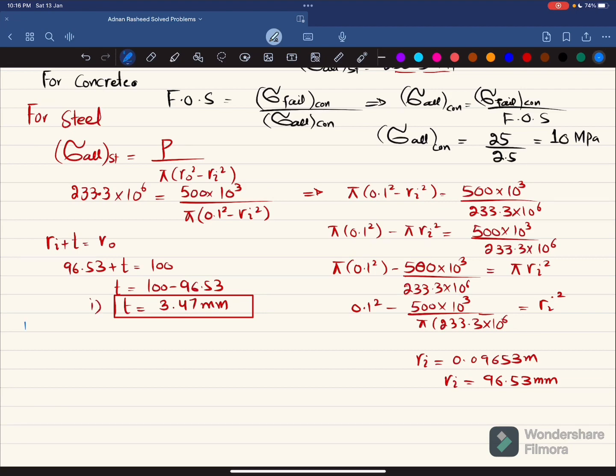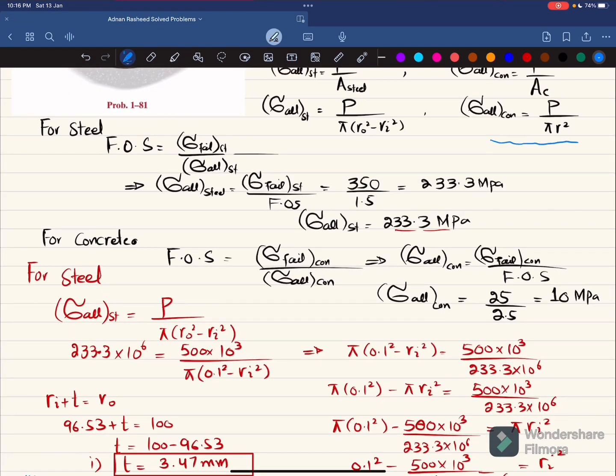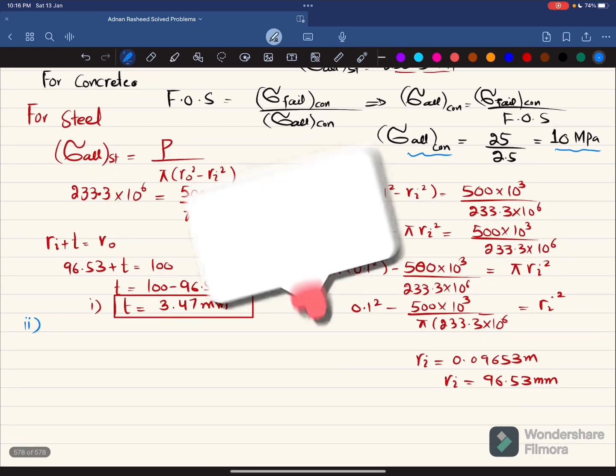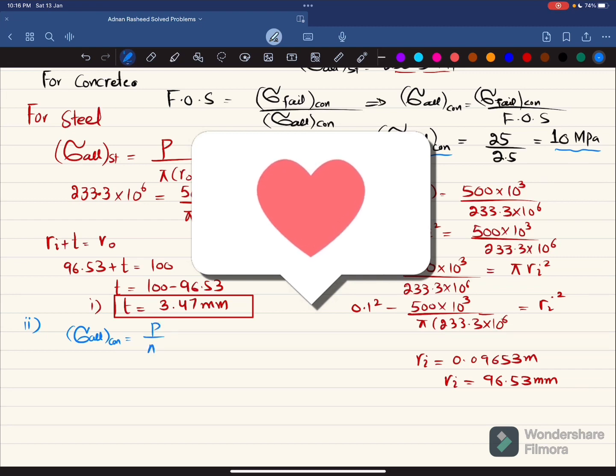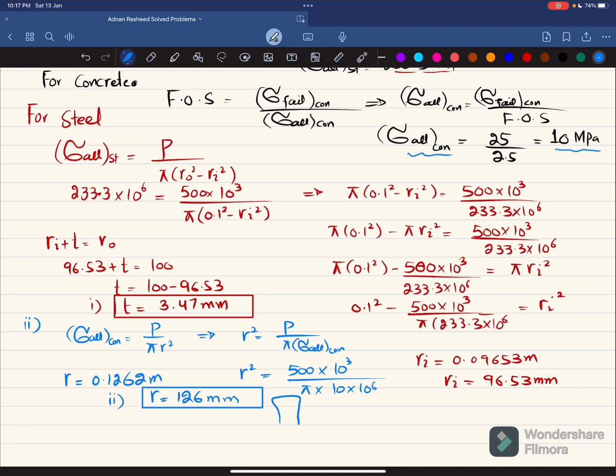Now we'll move towards second part, and in second part we have to find the radius of this base plate. Clear? So we know that we use this formula, and allowable concrete stress is 10 megapascal. So we know that allowable stress in concrete is equal to P divided by pi R square. So from here, this R square will be equal to P divided by pi into allowable stress for concrete. So put the value P is 500 kilonewton. So 500 into 10 to the power 3 divided by pi, and allowable stress is 10 megapascal. So 10 into 10 to the power 6 will be equal to R square. And when you take square root on both sides, you will get R will be equal to 0.1262 meter, or in millimeter it will be 126 millimeter. And that is the answer of our second part.